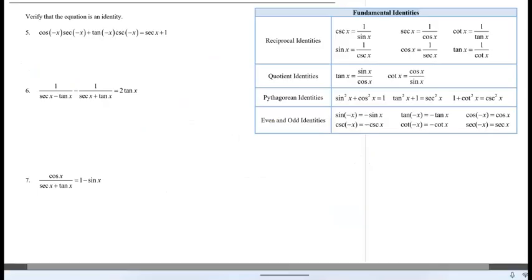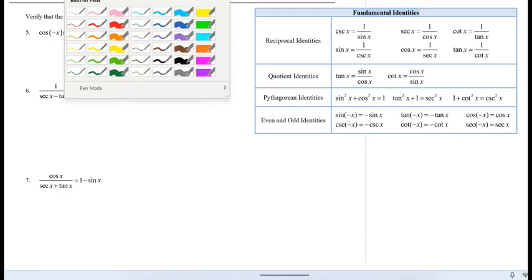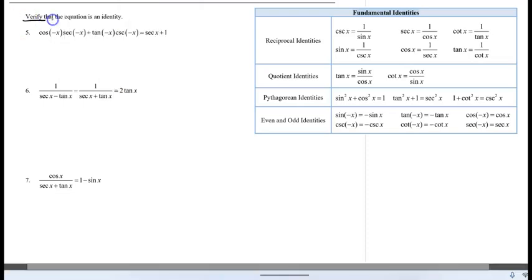We now move on to our second objective, where we are going to be working on verifying identities. So what that means is I'm going to give you an equality, and it's going to be our job to prove that these two expressions on the left side and on the right side are equal. Generally speaking, I'm going to suggest that you start with the more complicated side and simplify that down to show that it's equal to the more simple side.